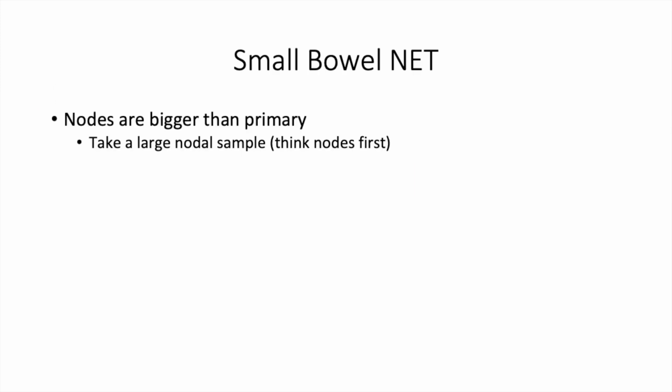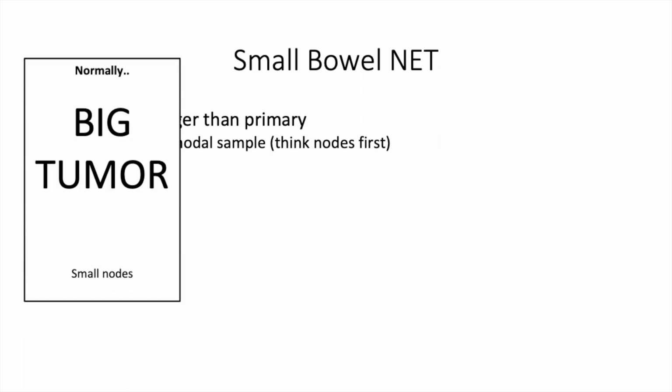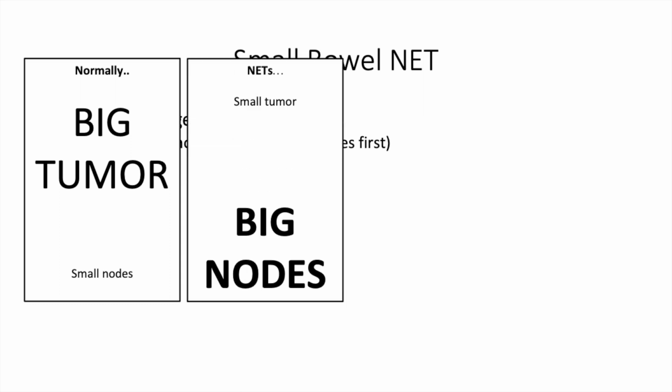Small bowel neuroendocrine tumors, the key thing here is that the nodes are bigger than the primary. So you can have a very small primary and yet have a lot of nodal burden. So take a large nodal sample anytime you go to resect these. Think nodes first, primary second. And this is just kind of the weird little paradigm of these. Normally you think big primary tumor, small nodes. For small bowel neuroendocrine tumors, think small tumor, big nodes. So their nodal tumors will actually often be bigger than their primary tumors.